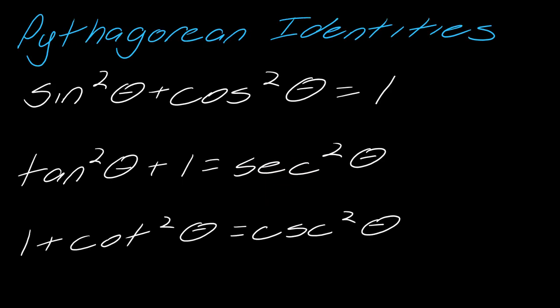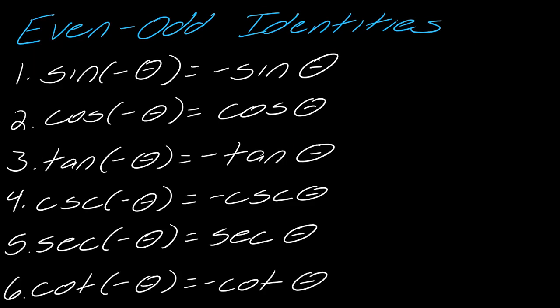And then the Pythagorean identities: sine squared theta plus cosine squared theta equals 1, tangent squared theta plus 1 equals secant squared theta, and 1 plus cotangent squared theta equals cosecant squared theta. So those are the Pythagorean identities, and then again, these are the even-odd identities. So these lists make our fundamental identities.